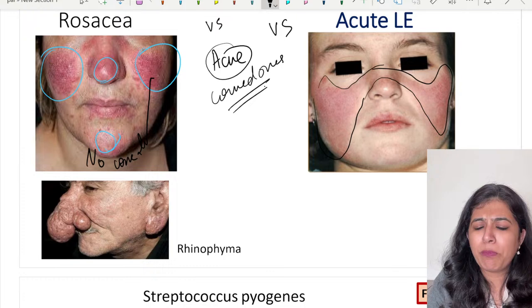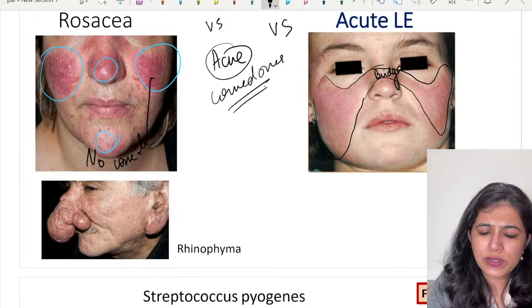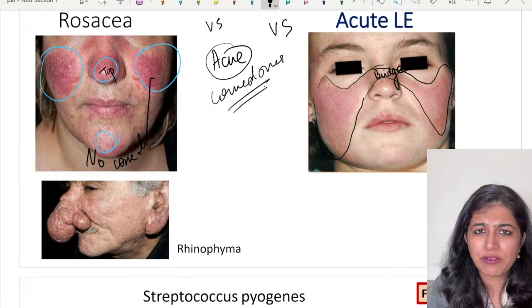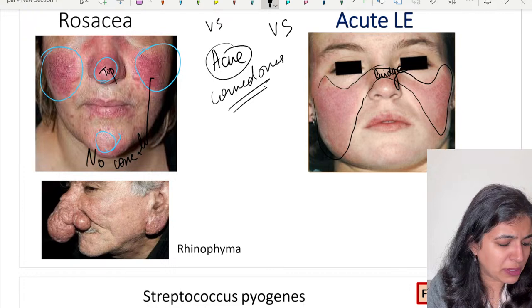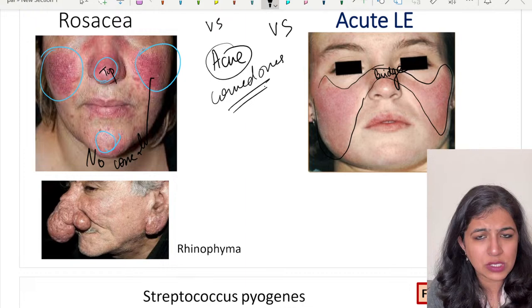So bilaterally symmetrical involves the bridge of the nose, while rosacea involves the tip of the nose. This is how you differentiate rosacea from the malar rash. Nasolabial folds are actually spared in both. If you go into the theory, even rosacea does not involve nasolabial folds.